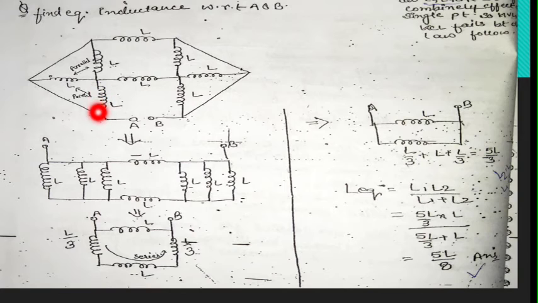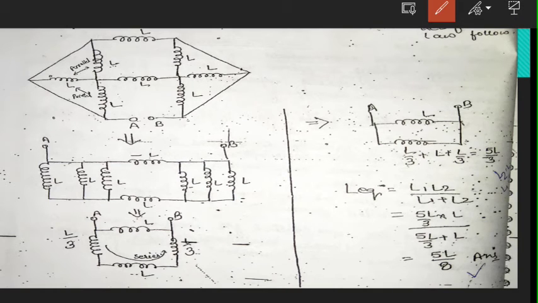So this inductance and this inductance are in parallel manner, by observing this. Okay, because this A is connected over here, here also, here also. Like that, this B point is connected here and here and here. Okay, so they are in parallel manner, three L's are in parallel here, and here also. So for three L in parallel, the equivalent L is equal to L divided by 3, here also L divided by 3.